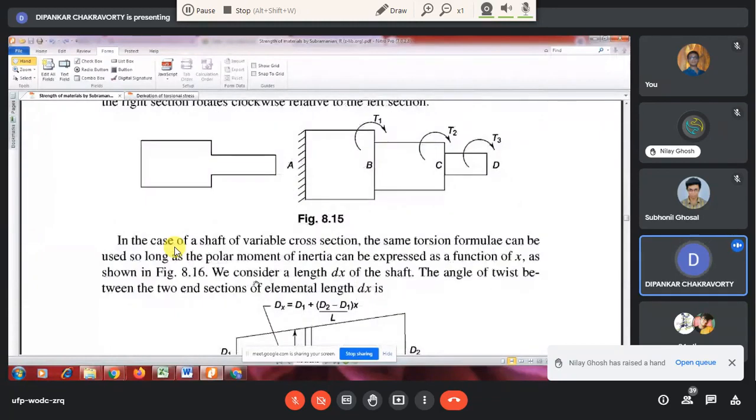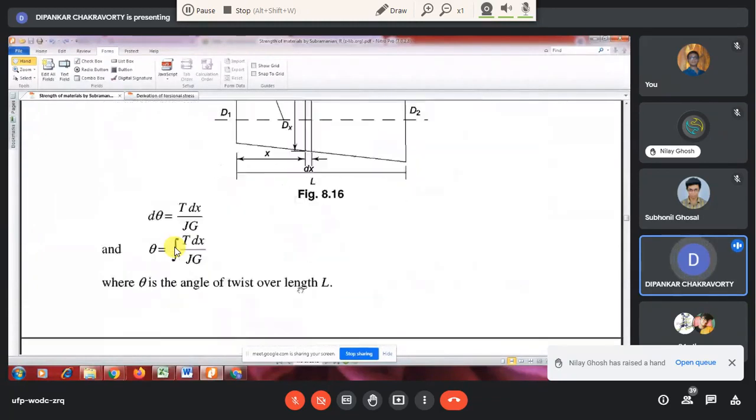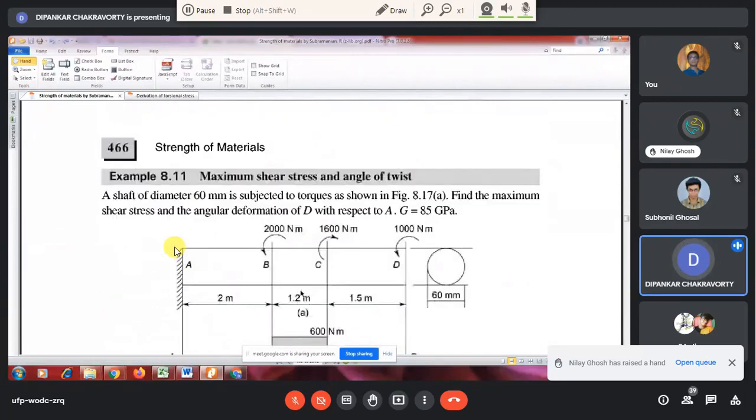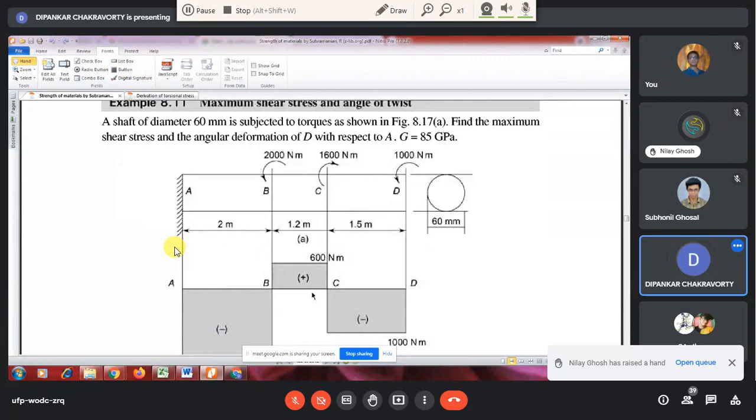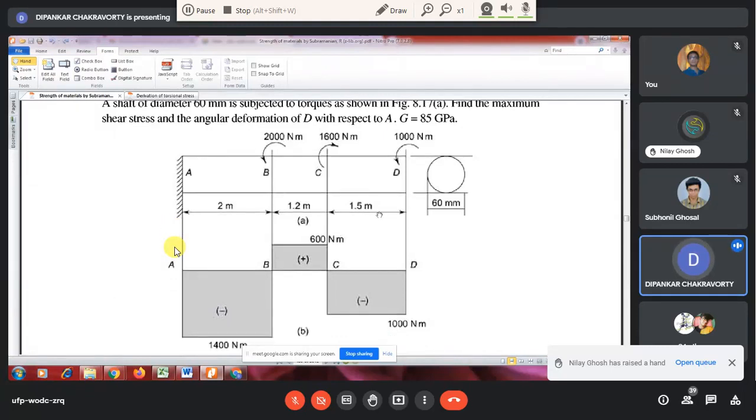Stepped shaft, very easy. Tapered shaft you need not study because that is never used in civil engineering. Here you see a shaft, although not stepped here, but there are a number of torques. You draw the torsion moment diagram as I told. This is anti-clockwise. So if this is 1000, it is clockwise 1600.